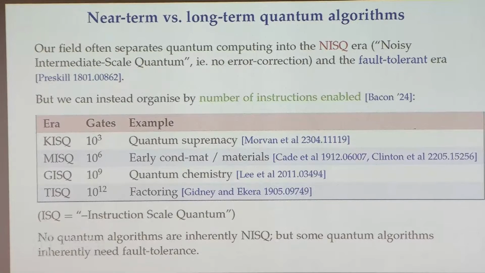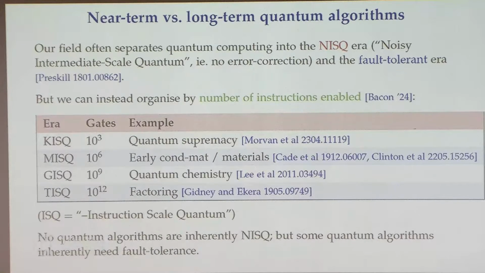They say, okay, this algorithm's NISQ because we can run it today. But to me, basically, this is just an algorithm that has a small number of gates in it, a small number of instructions in it. So this is something I would claim we want to be achieving for all of our algorithms. We want to be making them faster and faster.